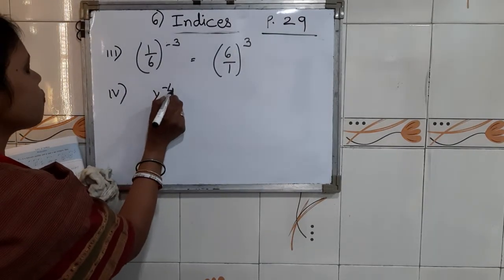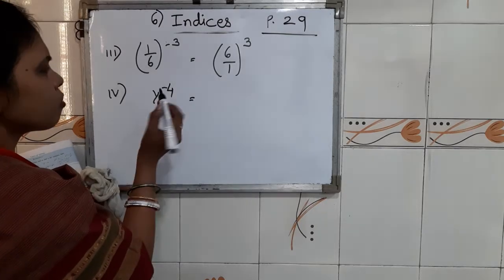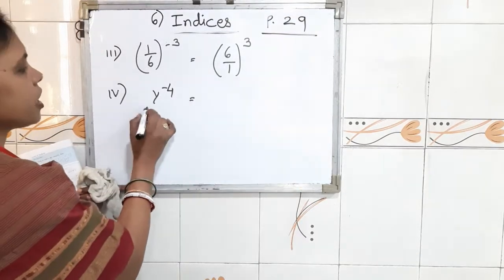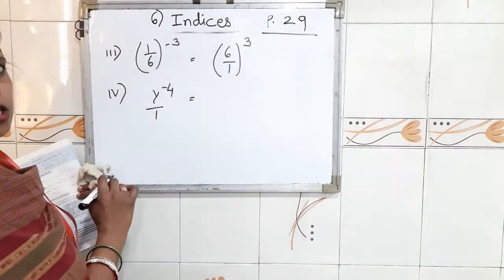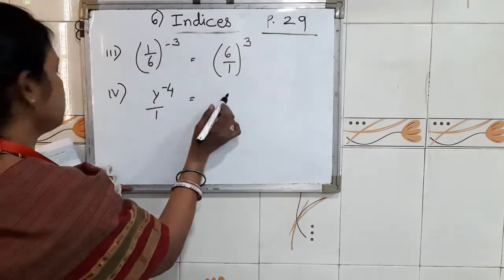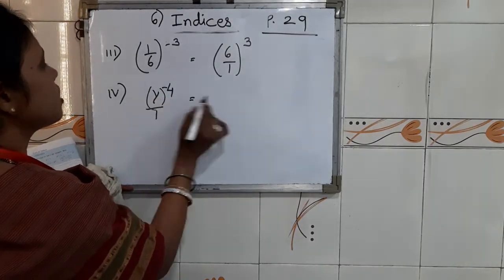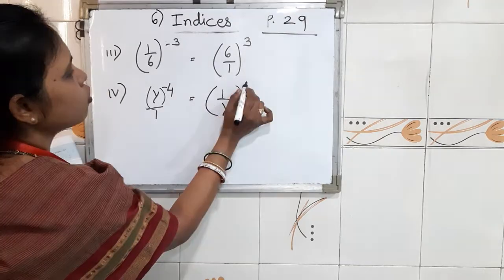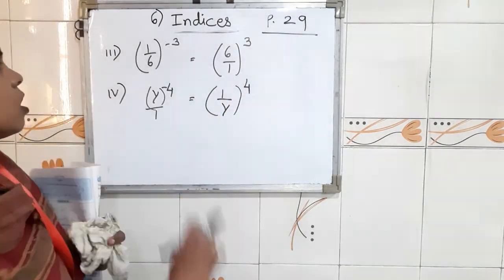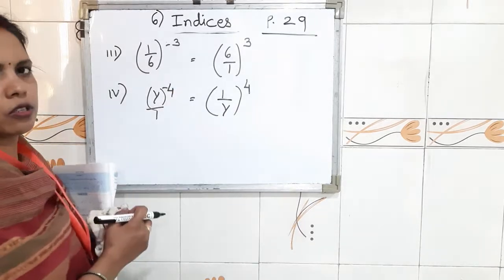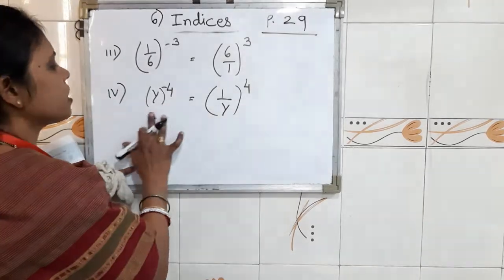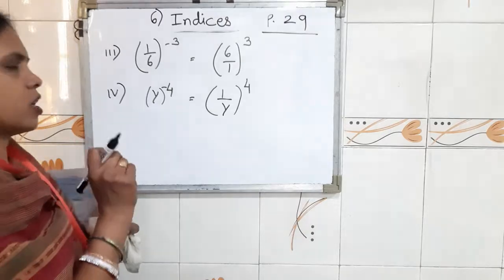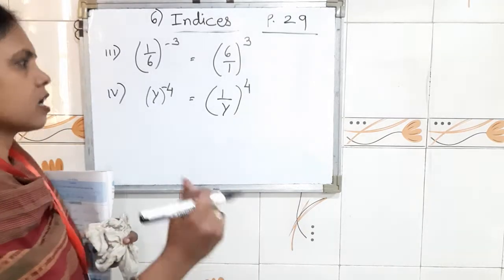y raised to minus 4. Here down no number is there, numerator only is there. If you want, you can put it this way also, then automatically you will understand that y raised to minus 4 is 1 upon y. Here down no number is there. If you want, you can put 1 for your understanding.